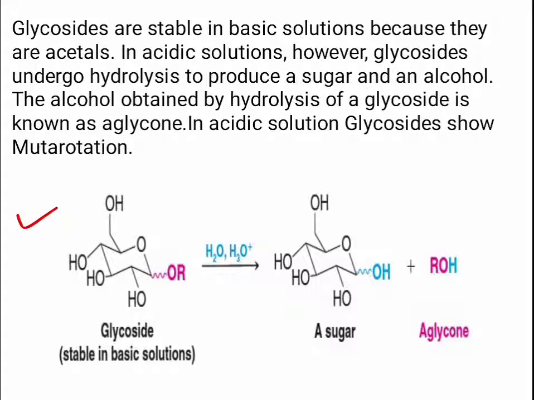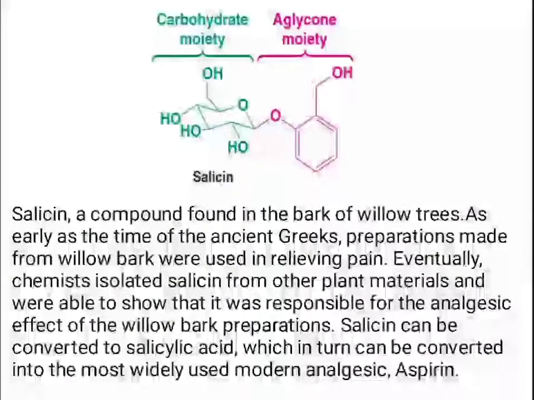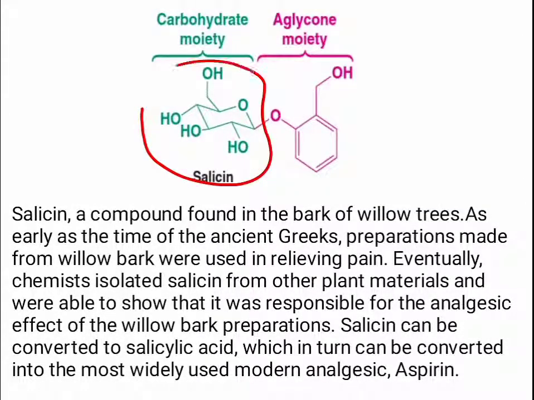So this was your glycoside and you are just treating it with some acid. You are just giving an acidic medium. So this glycoside will be broken into a sugar and an alcohol. This alcohol is called aglycon. In case of salicin, this is the carbohydrate moiety up to this, and this one is the aglycon moiety. You should remember that this oxygen is the oxygen of the alcohol, not of this sugar.